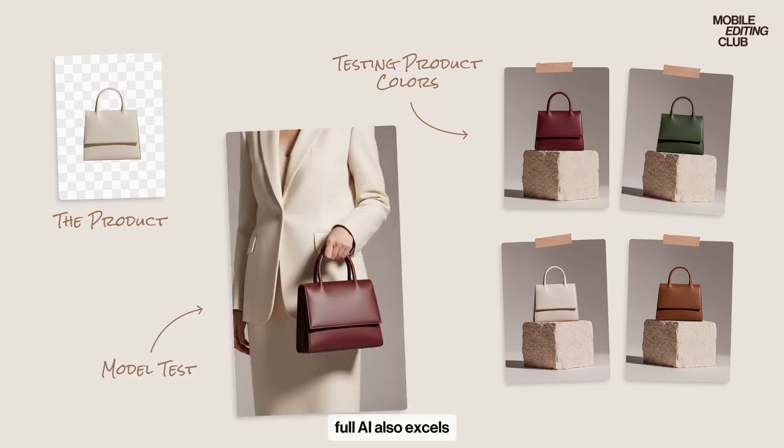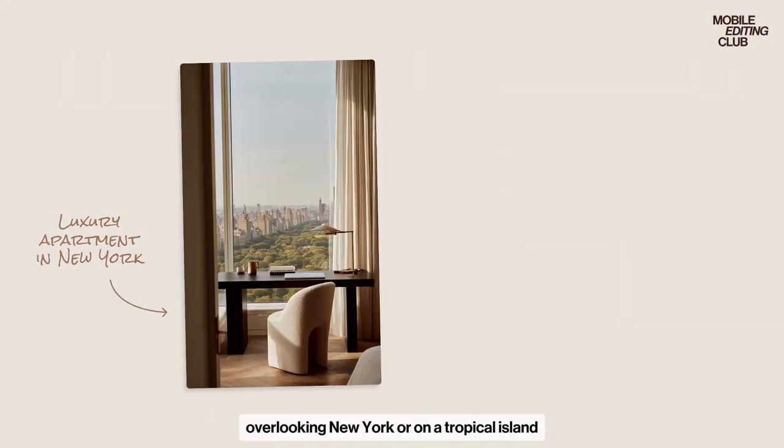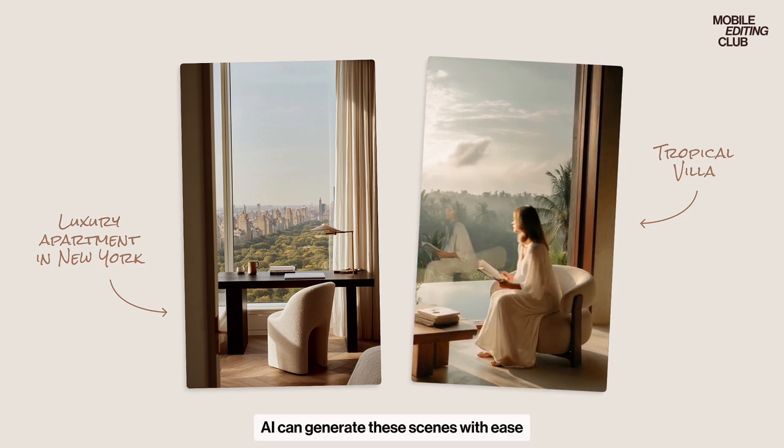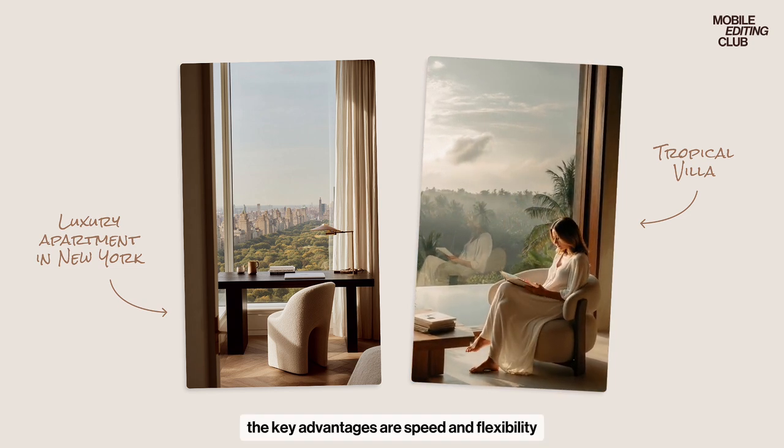Full AI also excels at creating content that would be impossible or impractical to produce in real life, like fantasy scenes, historical recreations, futuristic environments, or scenarios requiring locations or setups you don't have access to. So if you want to show your product in a luxury penthouse overlooking New York or on a tropical island, AI can generate these scenes with ease. The key advantages are speed and flexibility. You can create multiple full variations, experiment with different styles, and pivot quickly based on what resonates.